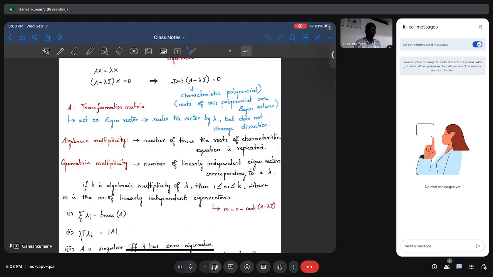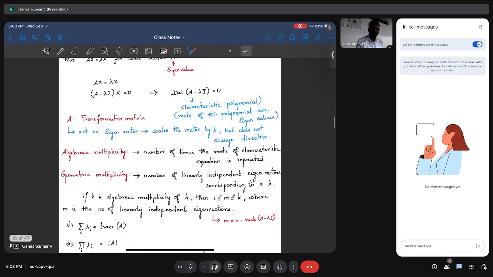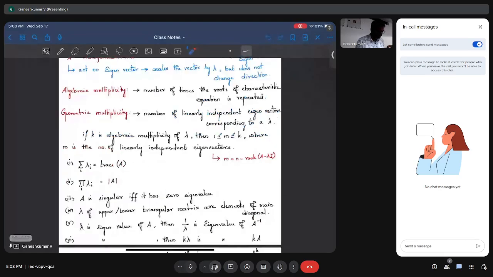But in general, if the matrix is very big, you need to follow certain methodologies. There are certain terminologies such as the characteristic polynomial, which we already know, and then algebraic and geometric multiplicities. Algebraic multiplicity is the number of times the root of the characteristic equation is repeated, and geometric multiplicity is the number of linearly independent eigenvectors you have for a given corresponding lambda. Okay, and then there are some properties you can go through.